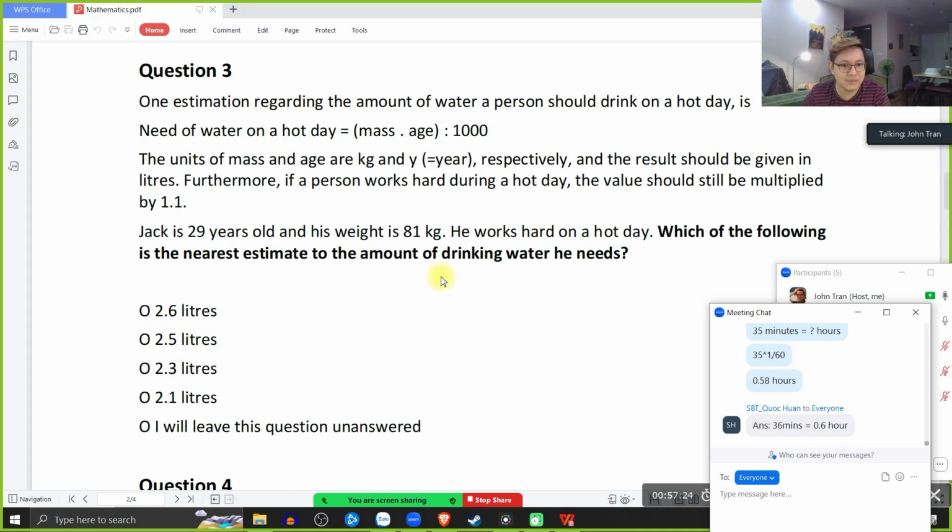Nếu mà bạn Jack này 29 tuổi và cái cân nặng của ảnh là 81 kg, ảnh làm việc rất là chăm chỉ trong một cái ngày nóng, thì những cái số nào sau đây là cái số mà phỏng đoán gần nhất trong cái lượng nước ổng cần để uống. So which one?